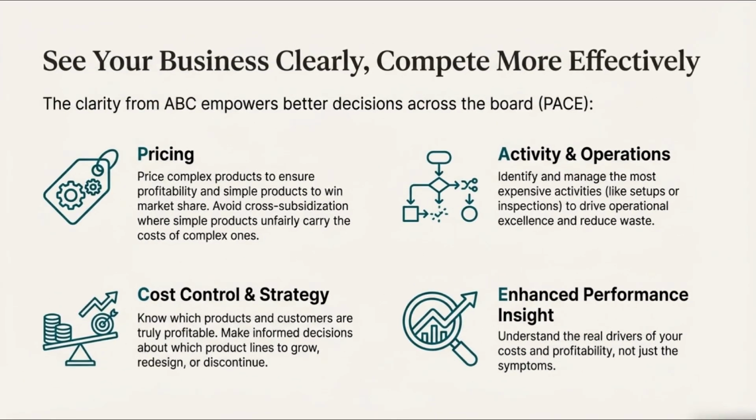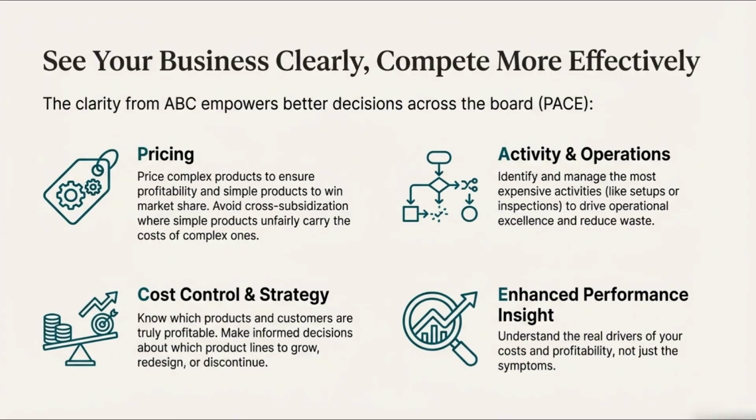So what are the benefits of ABC? Let me give you another acronym to remember. PACE. P-A-C-E. The clarity from ABC empowers better decisions across the board. P is for pricing. With accurate costs, you can price complex products to ensure profitability, and price simple products competitively to win market share. You avoid cross-subsidization, where simple products unfairly carry the costs of complex ones.